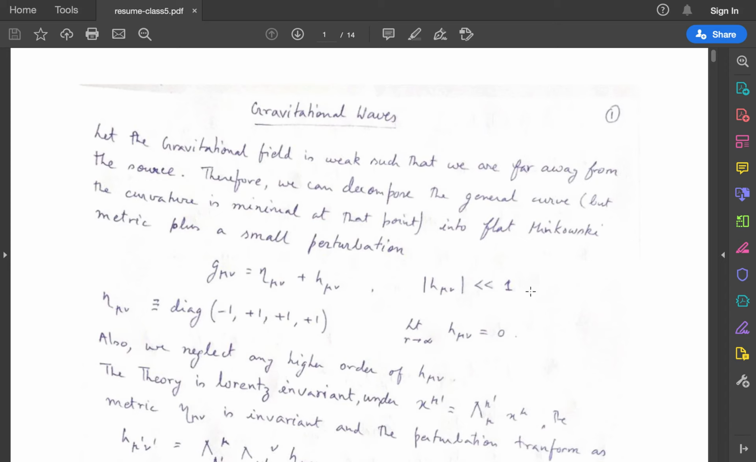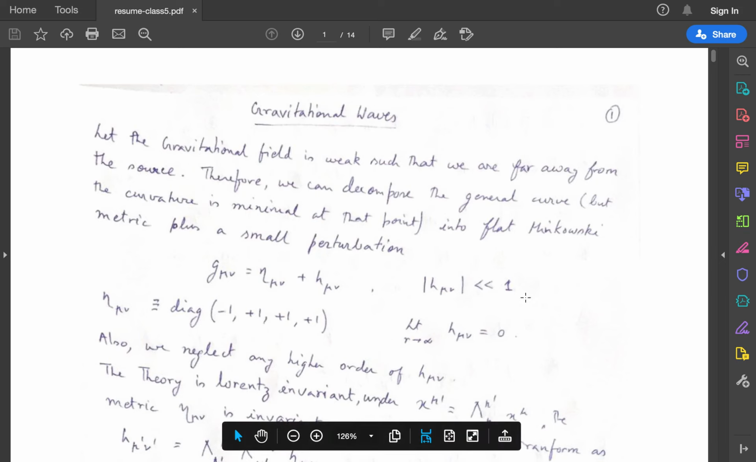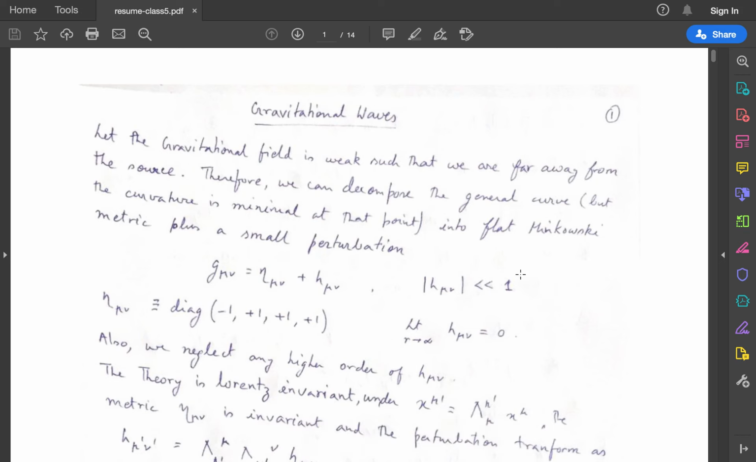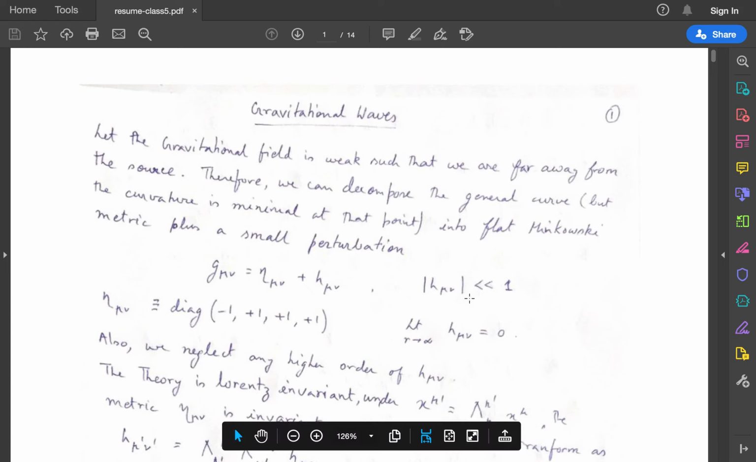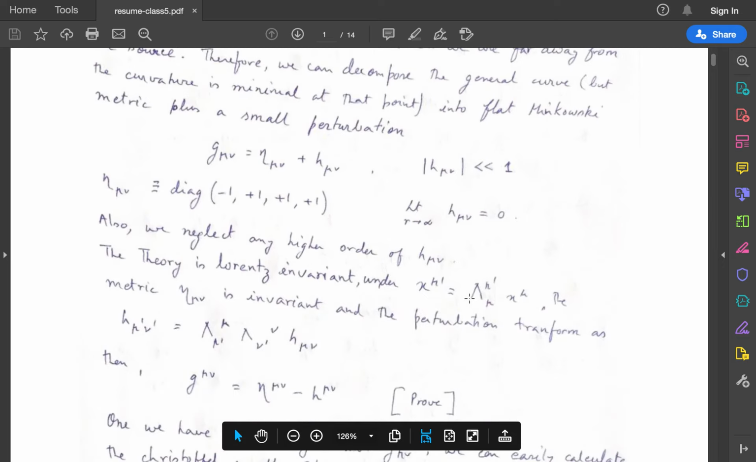When we assume that, it tells us that we will only deal with the first order, or linear, in h mu nu. Any higher order terms in h mu nu, that means squares or other higher order terms, should be neglected. And eta mu nu is diagonal, of this form: we are dealing with -1, plus, plus, plus, which I have discussed.